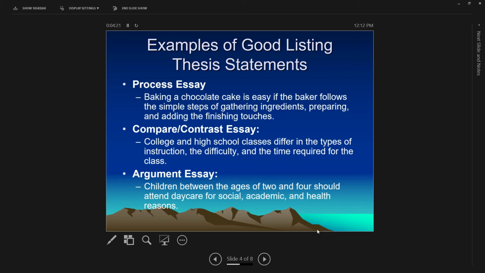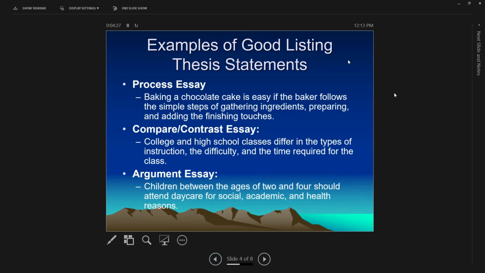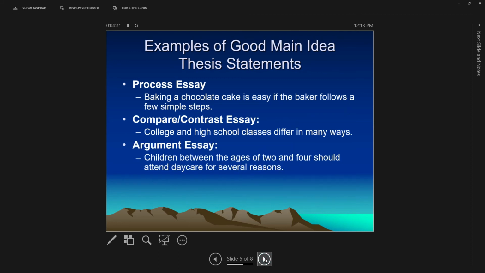So generally, I like the main idea thesis statements, but both of these are really good formats for writing a thesis statement. Okay, and remember that the thesis statement just tells me the purpose of your essay. It tells me what your essay is going to be about. That's all a thesis statement does.